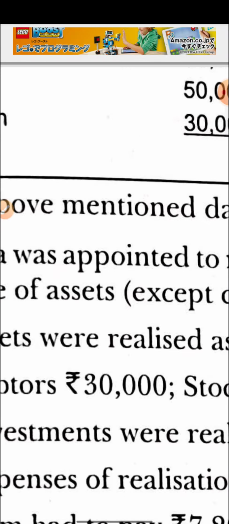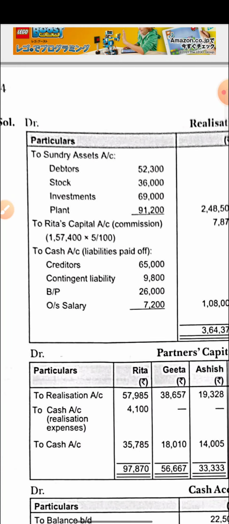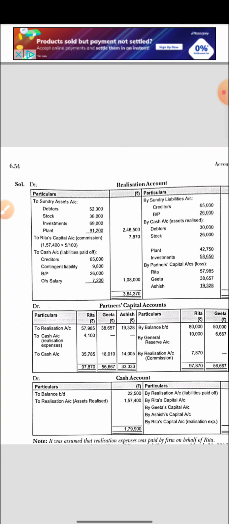Okay, how do we do that? We will transfer it to the realization account: debtors, stock, investment, and plant. See, the first thing that you have to do is you have to transfer it to the debit side. They were assets, that means on the credit side in the balance sheet, but now you transfer them to the debit side of the realization account. And similarly, sundry liabilities will be transferred to the credit side. Okay, I think you understand what are sundry assets and sundry liabilities. Basically, they are current assets and current liabilities.